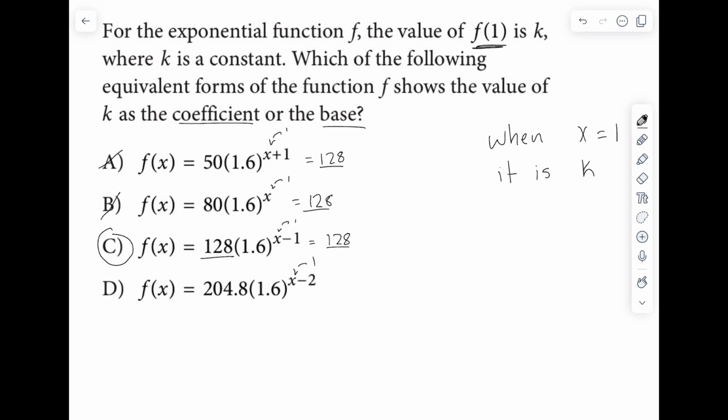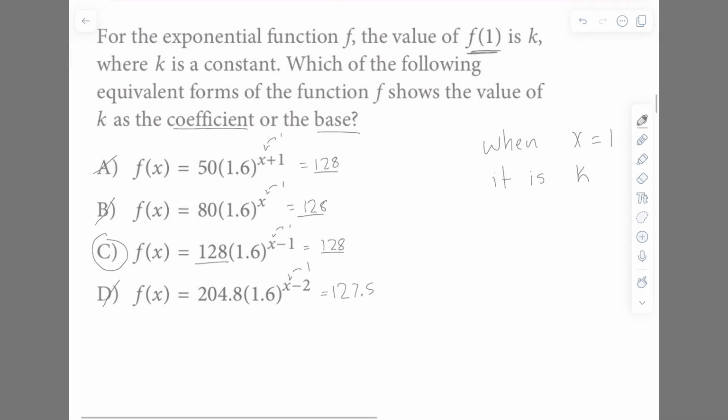But let's just check d. So d, we get 127.5, which is nowhere in our coefficient. That's one of the only few that you'll have to actually plug in numbers and check.